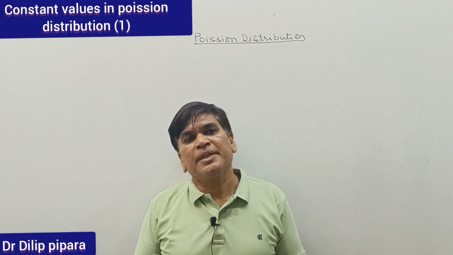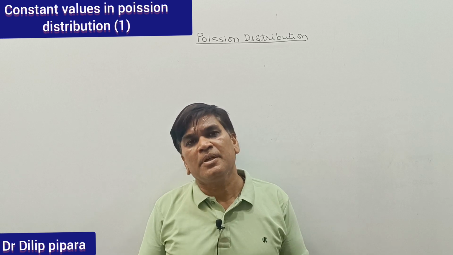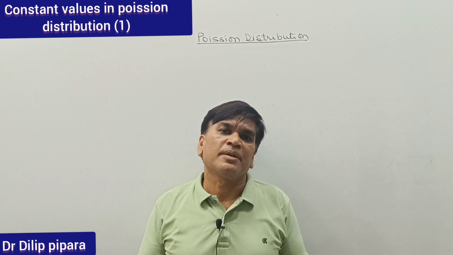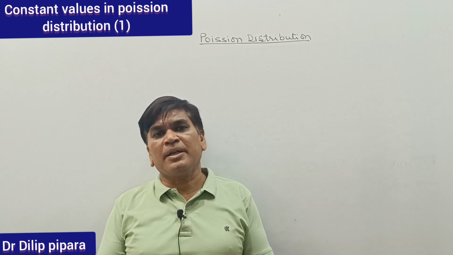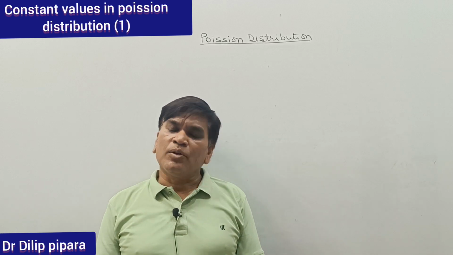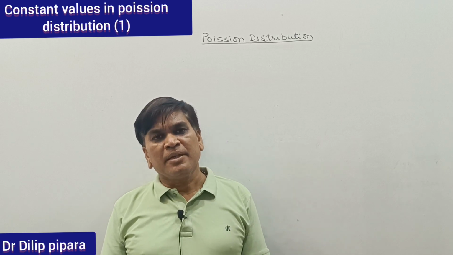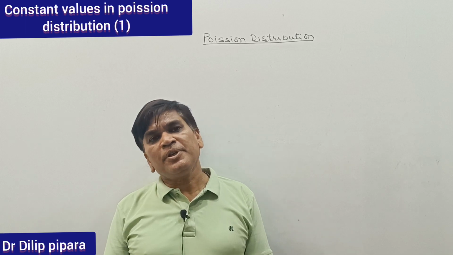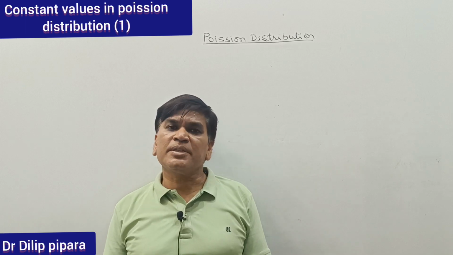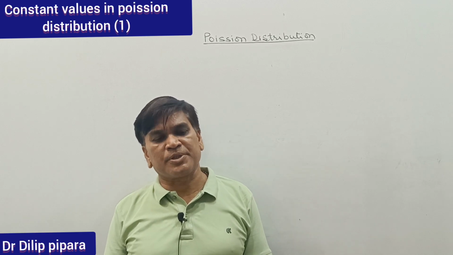In the last video related to the Poisson distribution, we discussed how to use the Poisson distribution for calculating estimated frequency and comparing the original frequency with the estimated frequency. We have done some questions related to the Poisson distribution. In today's video, we will discuss the constant values of the Poisson distribution.